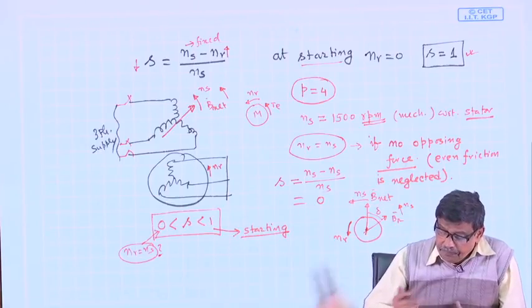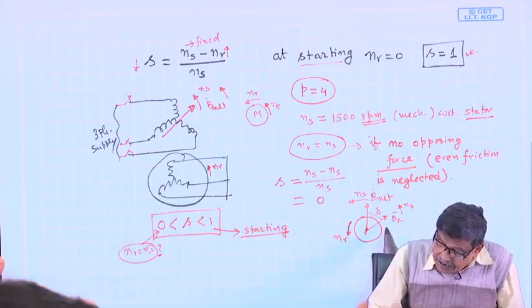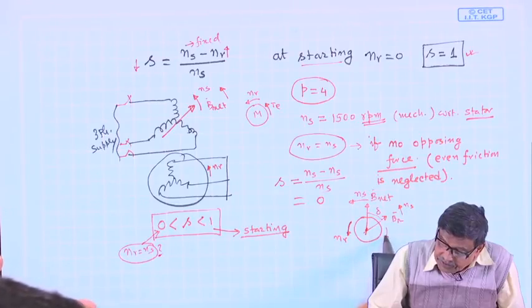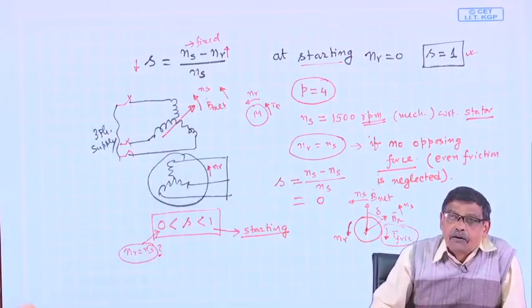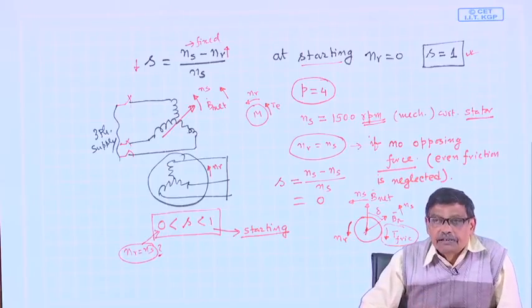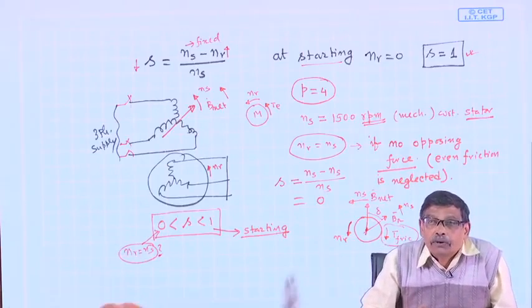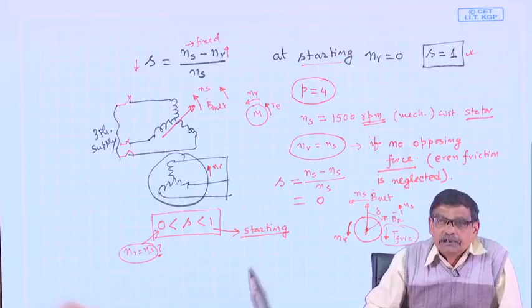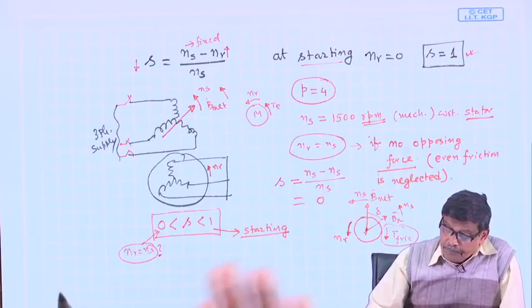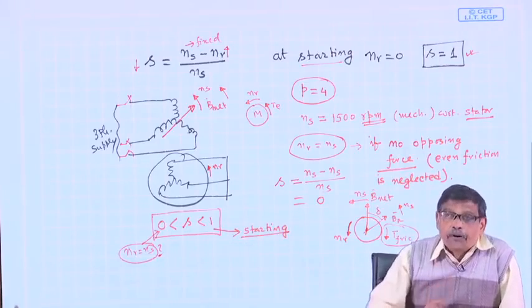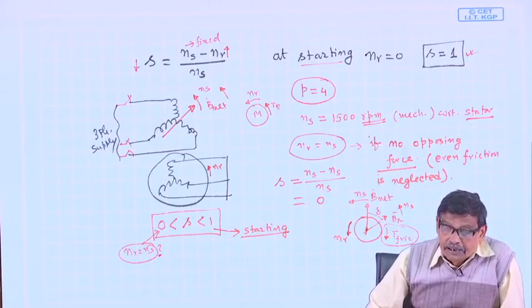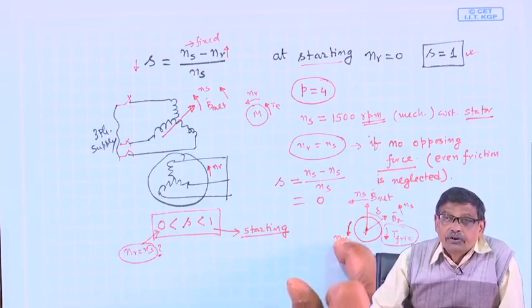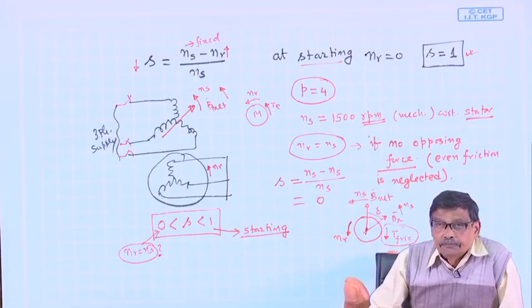With time, and I am now saying there is an opposing torque, T friction. This is the added thing. So long we neglected opposing torque, now only T friction is present. Then what will the rotor do? First of all, the rotor will start accelerating if your starting torque at s equal to 1 is greater than T friction.